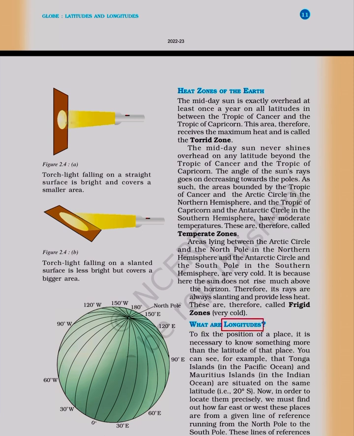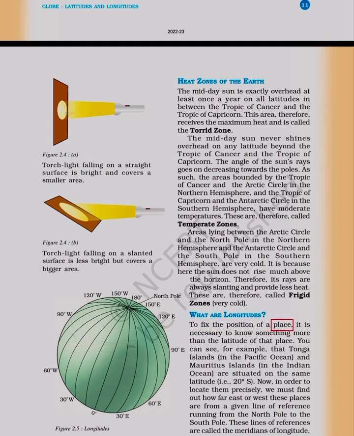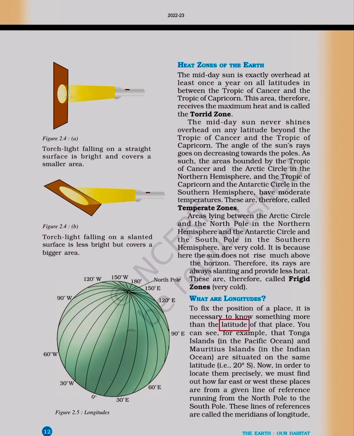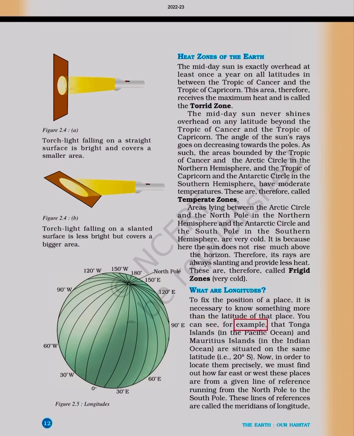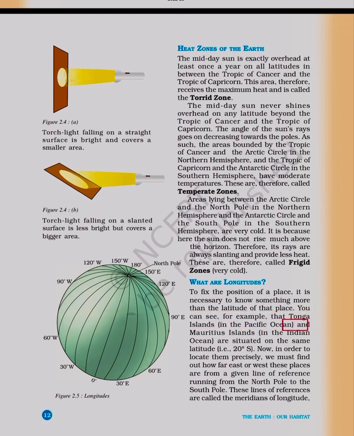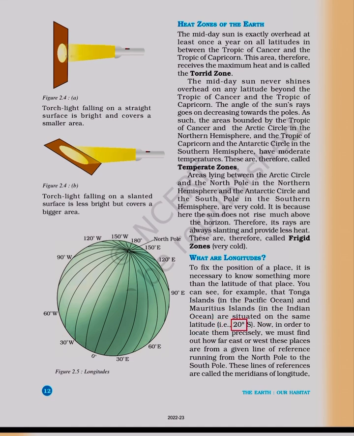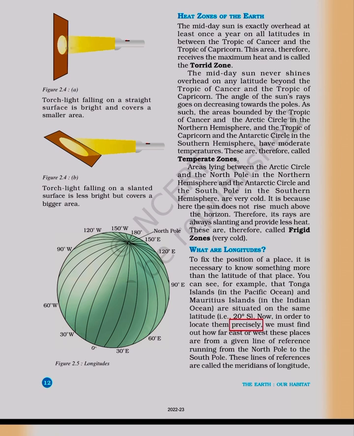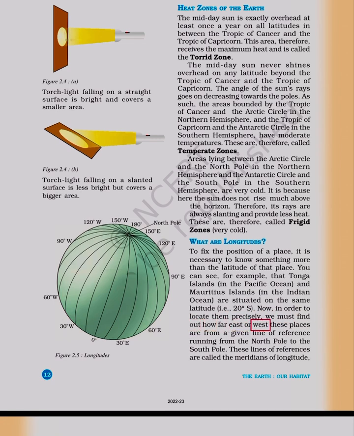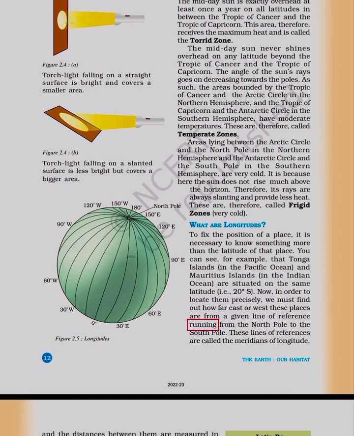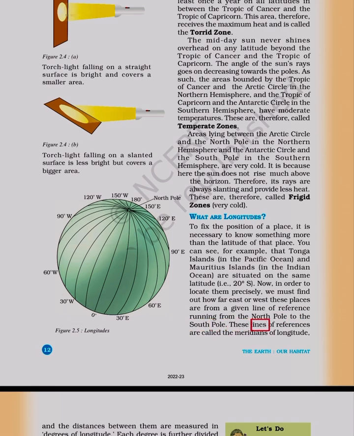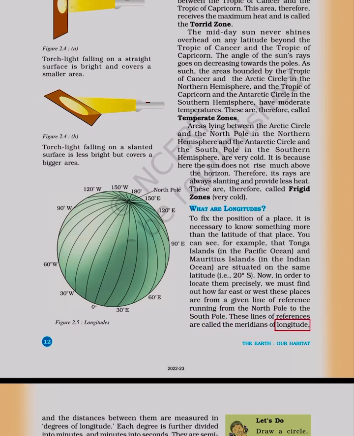What are longitudes? To fix the position of a place, it is necessary to know something more than the latitude of that place. You can see, for example, that Tonga Islands in the Pacific Ocean and Mauritius Islands in the Indian Ocean are situated on the same latitude, that is, 20 degrees S. Now, in order to locate them precisely, we must find out how far east or west these places are from a given line of reference running from the North Pole to the South Pole. These lines of reference are called the meridians of longitude.